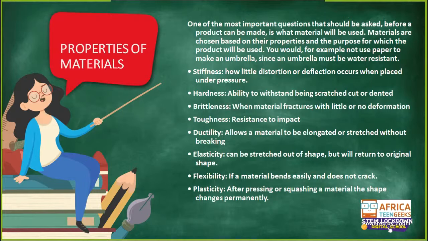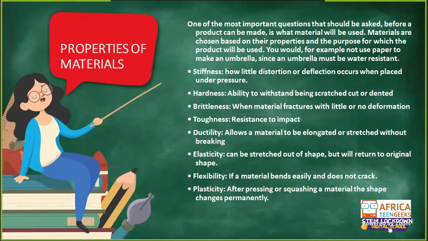All right, now let's look at toughness. When we say a material is very tough, it must be what? It must be able to resist impact, resistance to impact. Okay, let's look at ductility. When we say a material has the property of being ductile, it allows the material to be elongated or stretched without breaking. So ductility is simply talking about the tendency of a material to be stretched or elongated without breaking.